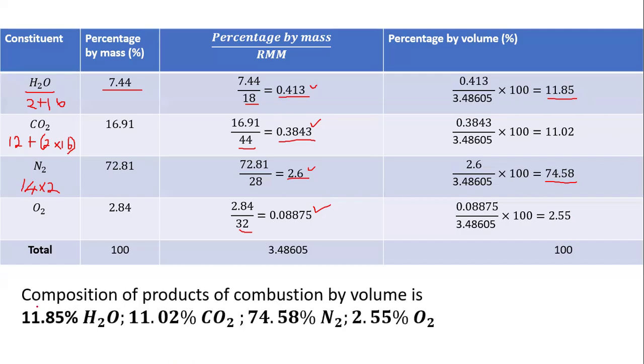So this is the composition of the products of combustion by volume. This is what we have. 11.85% water, 11.02% carbon dioxide, 74.58% nitrogen, and 2.55% oxygen. These are our products of the combustion process, and we are good to go.